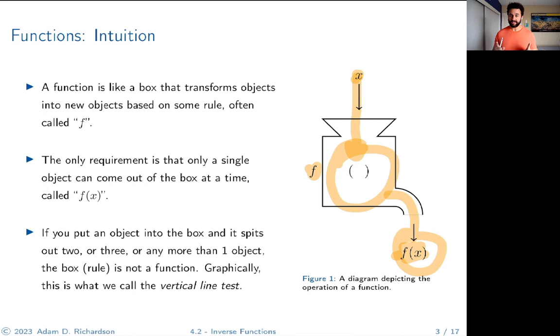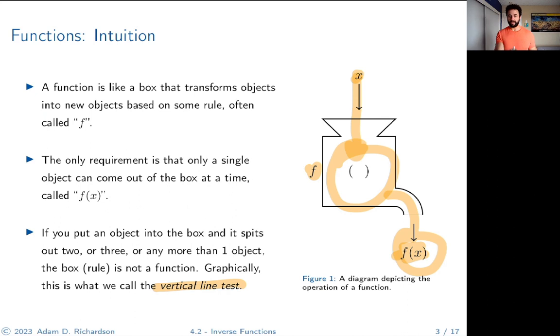So functions specifically can only get one output at a time. If you put in the number 3, you better only get out one number. If you put in the number 2, you better only get out one number. You don't want to get two things out at the same time. So classically and graphically, you can test for this behavior just by using what's called the vertical line test. The vertical line test is you testing to see if the relation you're working with is actually a function.